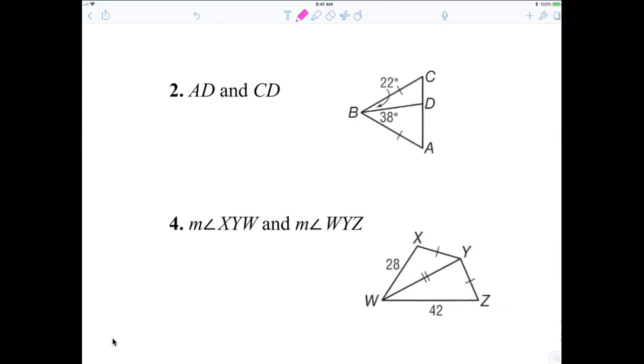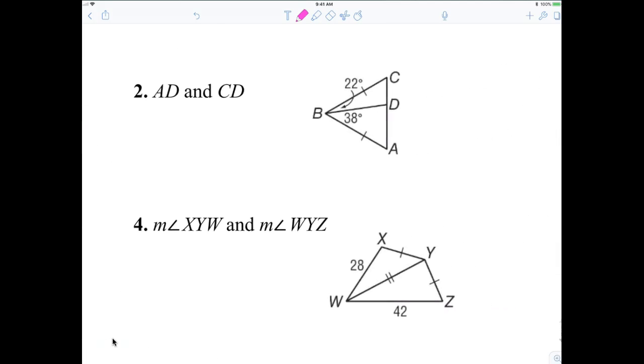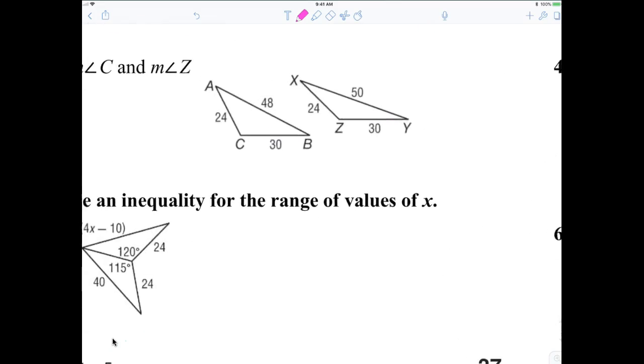So let's take a look at number 2. Same principle here. We're going to go ahead and say AD is what? Greater than. Very simple. Again, we're finding the side, angle, side. Because two sides are congruent and one angle is larger than the other, that means that AD must be greater than CD.